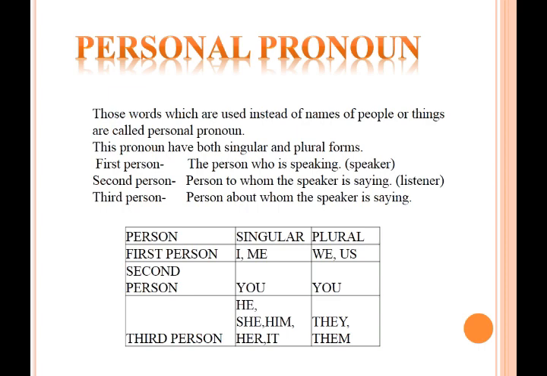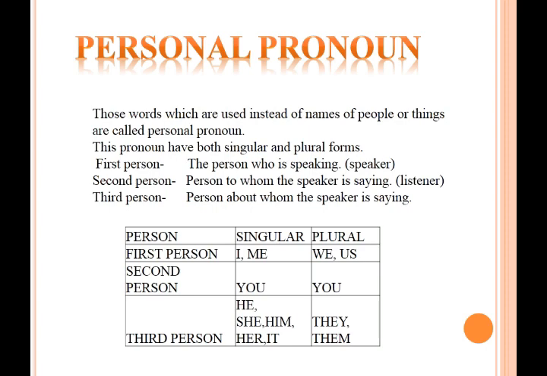In this table, 3 persons are there: first person, second person, and third person. Now what is first person? First person refers to the speaker, or the person who speaks is first person. Now as you can see, for first person, I and me are used in singular form, and for plural form, we use we and us.